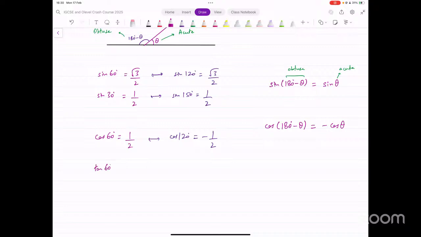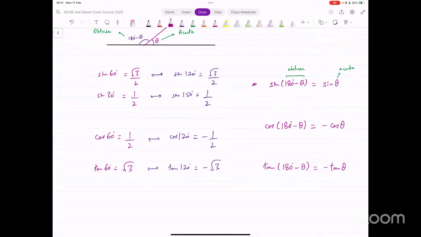And it's the same thing for tan as well. If you were to do tan of 60, put this on a calculator, that should give you square root of 3. And the tan of the corresponding obtuse angle, which is tan of 120, you would see that is also square root of 3. The only difference is that it comes with a negative sign there. So for that as well, you can write down this identity. Tan of 180 minus theta is the same thing as minus tan of theta. So we have these three identities.